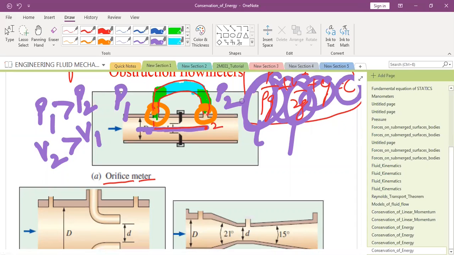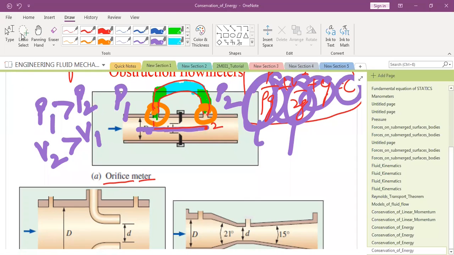Any doubts to anyone? So pressure at 1 should be higher as compared to pressure at 2, static pressure head, because the velocity at point 1 is less as compared to velocity at 2. Any doubts to anyone?